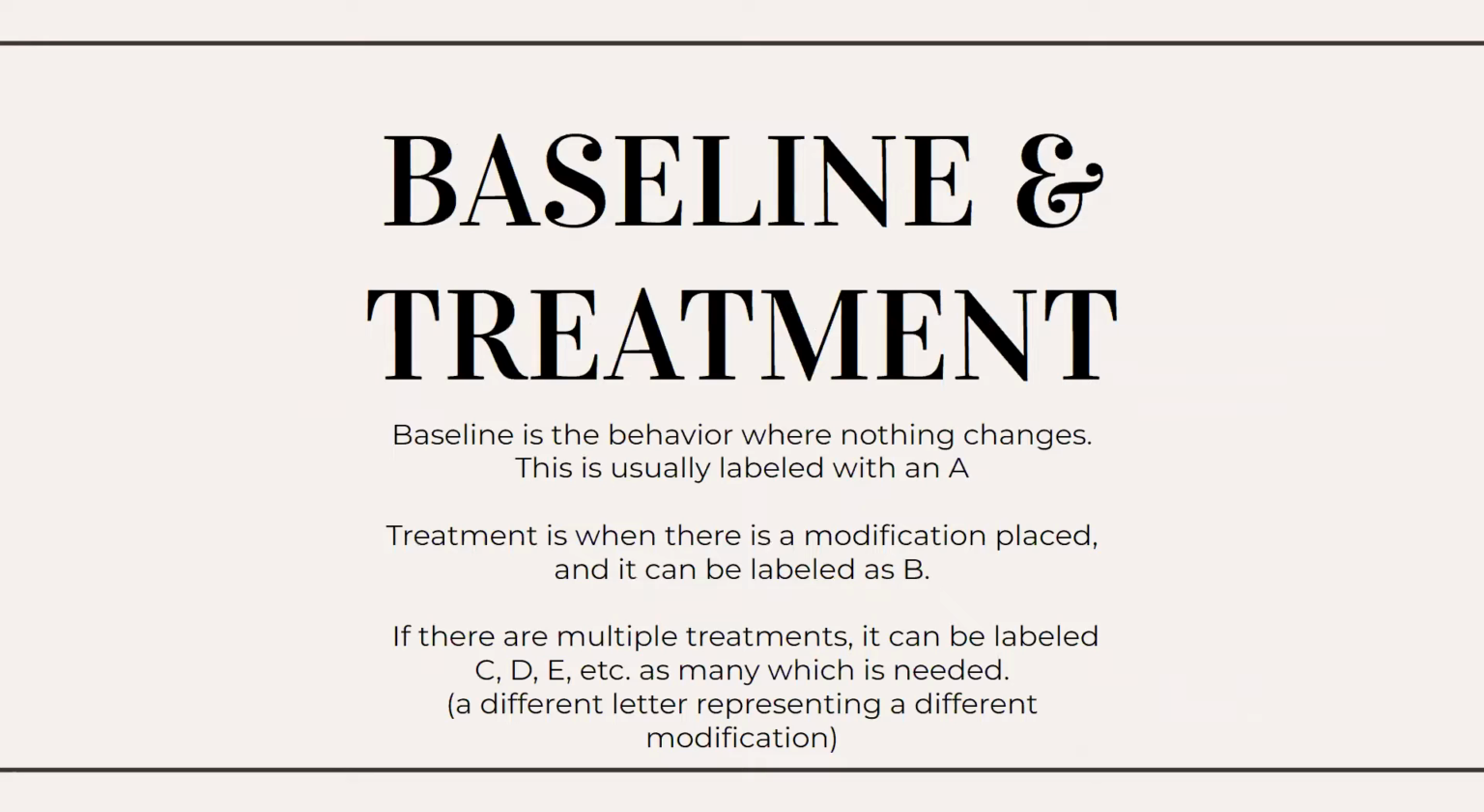So baseline and treatment. Well, the baseline is just the behavior where nothing changes. There is no modification to the original behavior. And usually on graphs, this is usually labeled with an A. And treatments are where there are modifications placed on the behavior to see if it increases or decreases the behavior, and it's usually labeled with B. If there are multiple treatments, like we will see in later slides, they can be labeled as C, D, and E, etc., or as many as needed. Each different letter is representing a different modification.